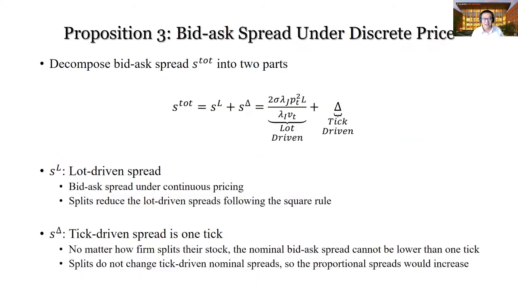Why is it important? Because it means you can decompose. If you see the bid-ask spread of a firm, it has 2 parts. The first part is the lot-driven spread. The other part is the tick-driven spread. So for the bid-ask spread on continuous pricing, if you split, you will reduce the lot-driven spread, following the square rule I showed you before. But if you choose a very low price, your nominal spread cannot drop below 1 tick, no matter how aggressively you split. That creates a force which pushes you to a higher price.